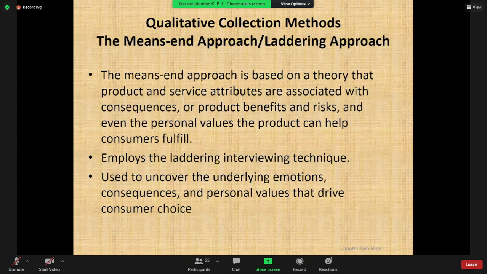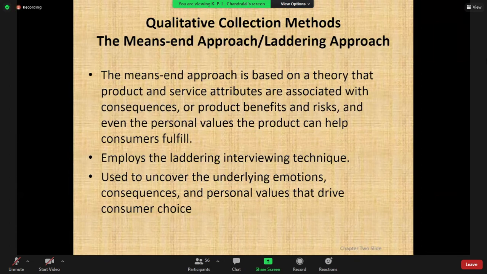Simply, the means-end approach assumes that consumers purchase products by looking at certain observable features, attributes. But if you thoroughly understand why customers actually purchased that brand or that particular product, apparently even customers may think that he or she purchased it due to that feature.